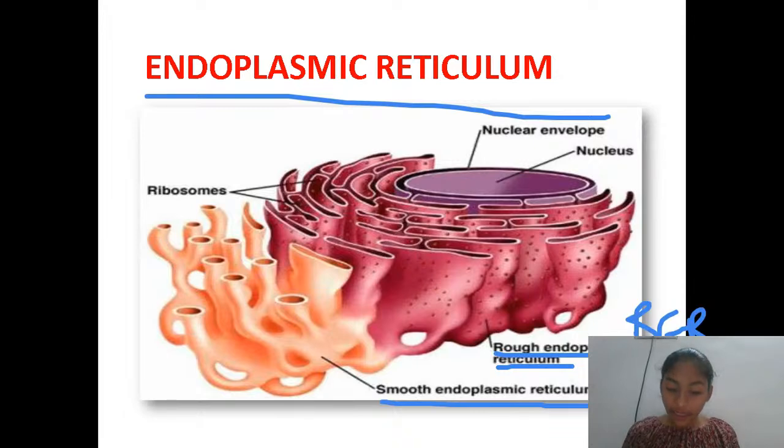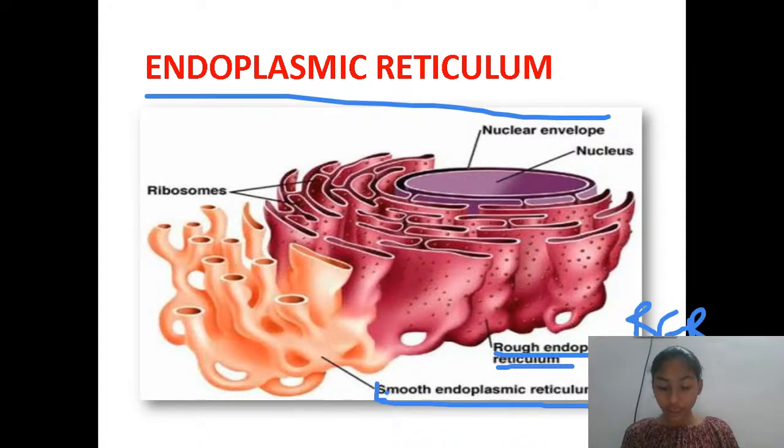Rough endoplasmic reticulum manufactures proteins. It forms the network system and it manufactures proteins, rough molecules. And smooth endoplasmic reticulum manufactures lipid molecules. Okay, lipid molecules.